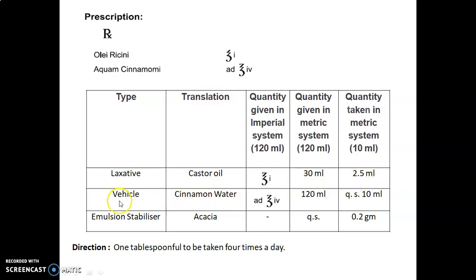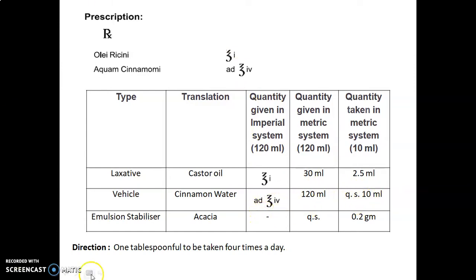Second, cinnamon water, which is used as a vehicle. Quantity given in the imperial system, add ounce IV, means 30 into 4, that is 120 ml, which is the quantity given in the metric system, and quantity taken in the metric system is quantity sufficient to prepare 10 ml.